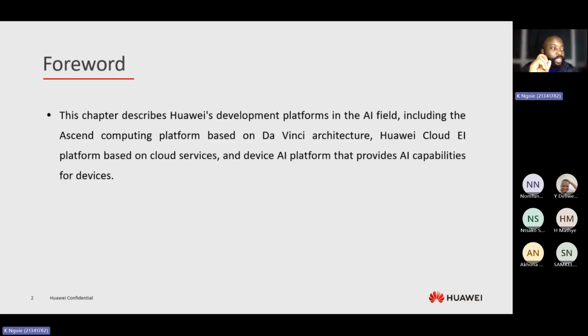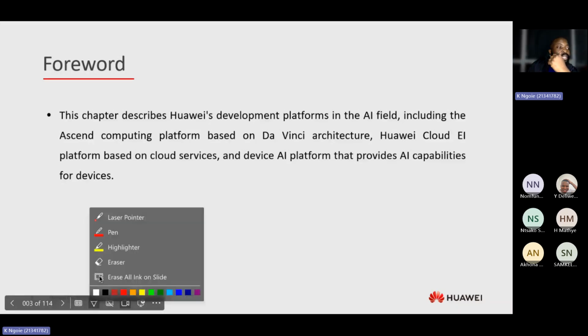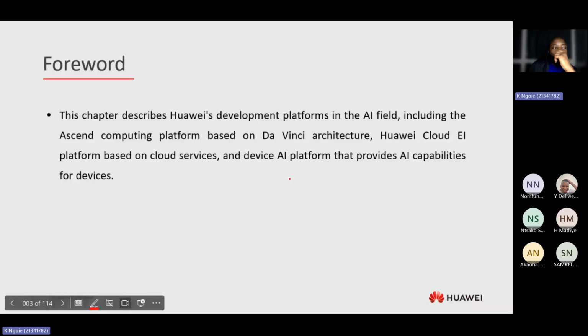So in this chapter, we're going to describe the Huawei development platform in the AI field, including the Ascend computing platform. This Ascend computing platform, where we're going to have all these AI chips, is based on an architecture called the Da Vinci architecture. We're going to talk about what the Da Vinci architecture is and what the features of this architecture are.